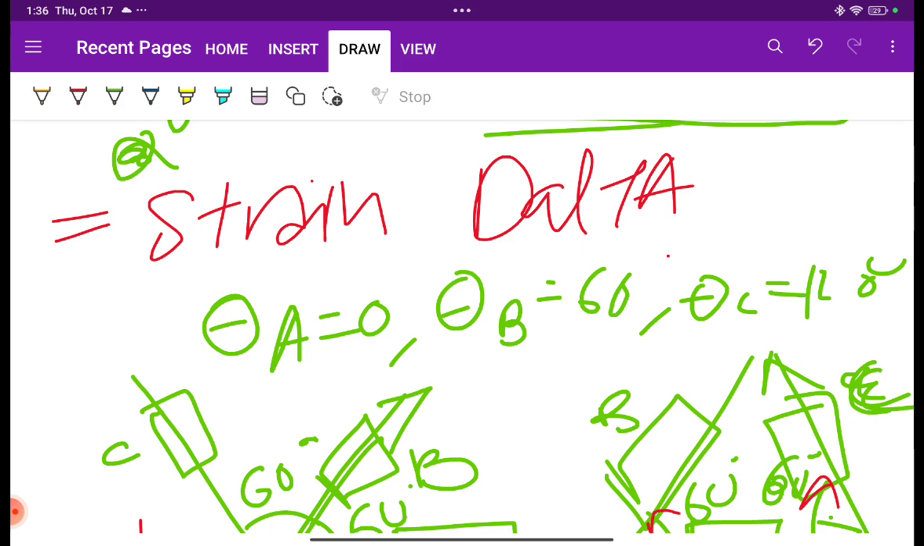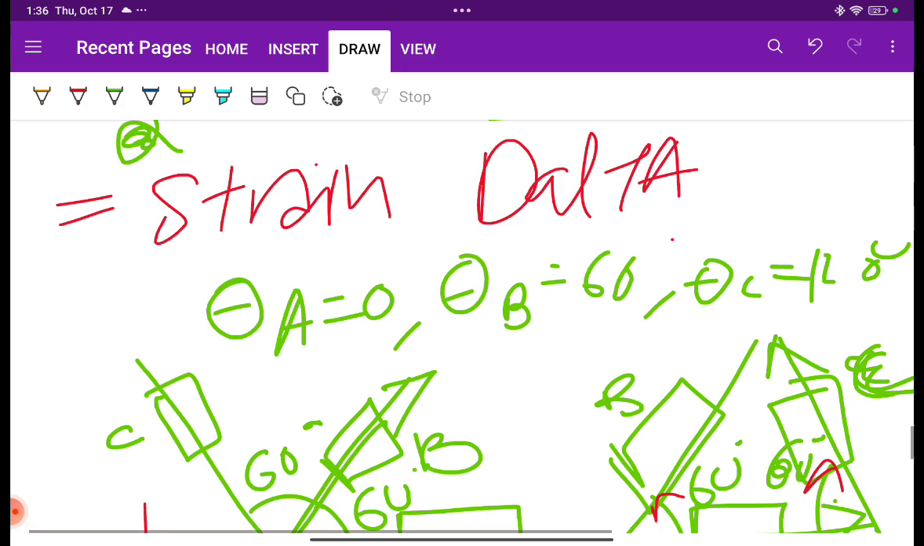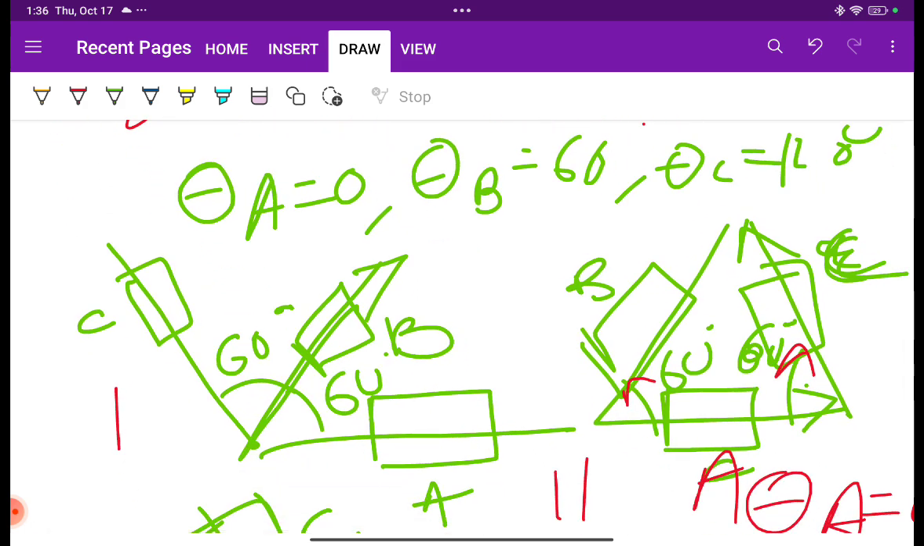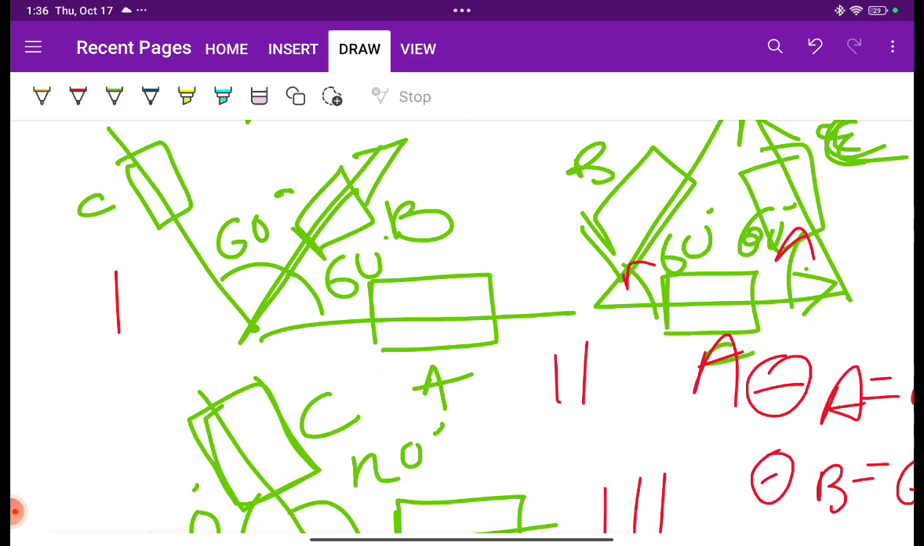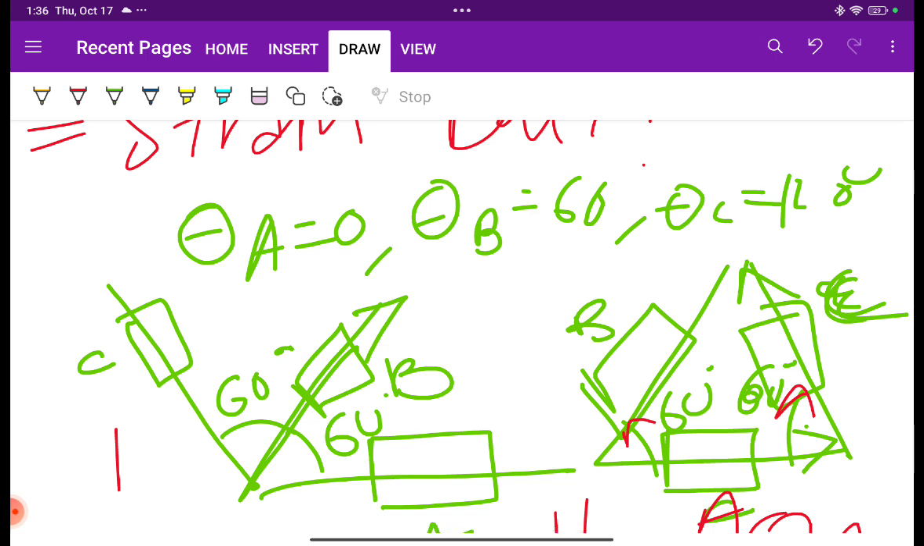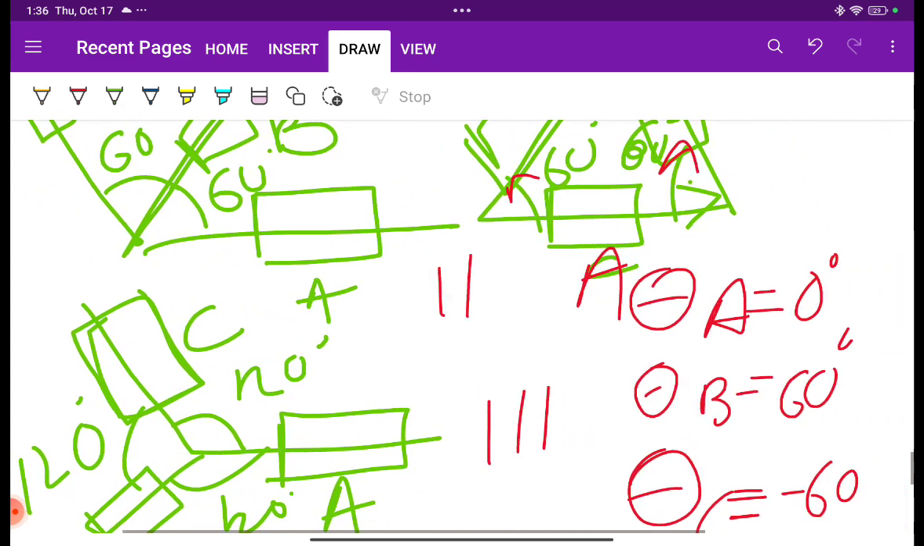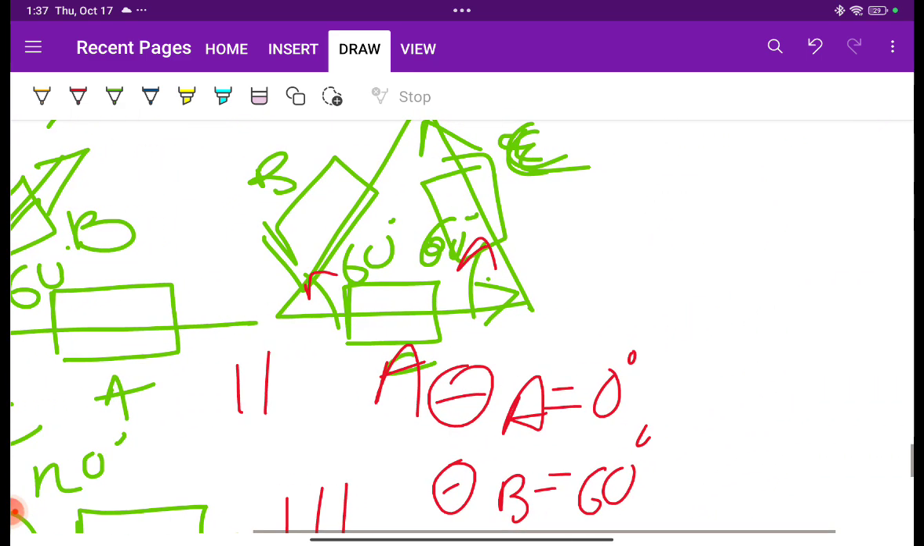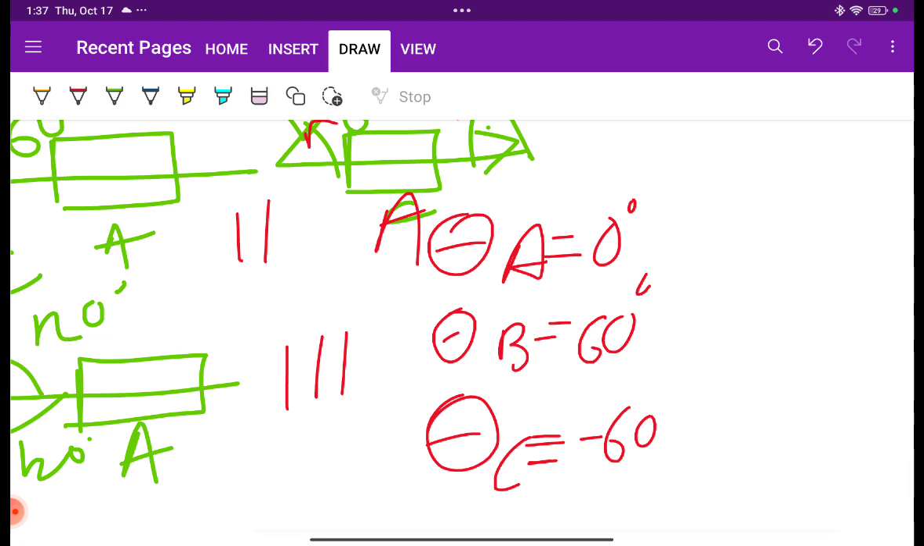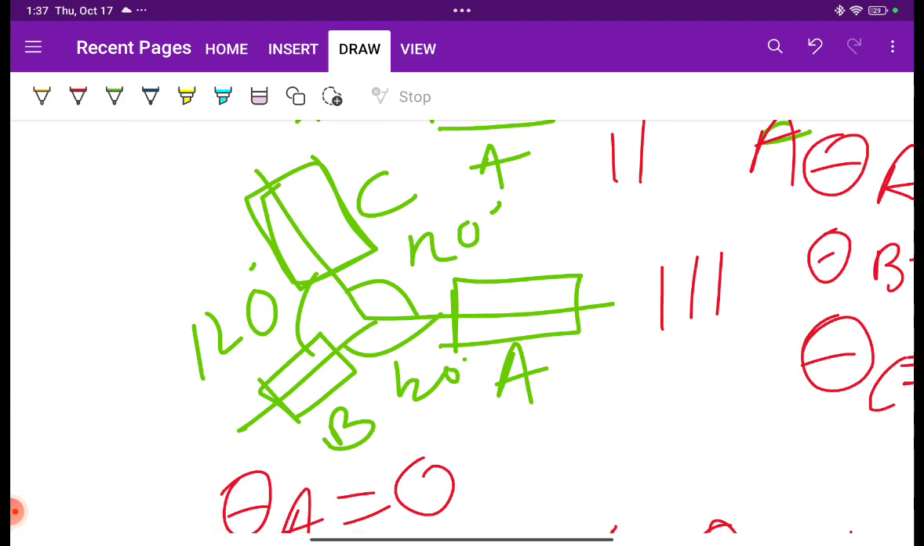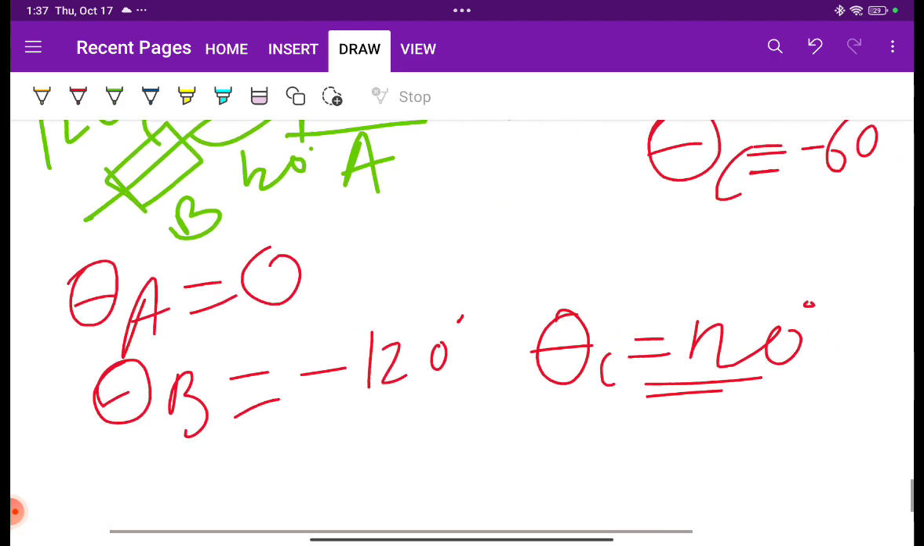Then we talk about the strain delta rosette. In this delta strain rosette, three strain gauges are connected in a different form, as you can see in this form. In the first form, theta A is equal to 0, theta B is equal to 60, theta C is equal to 120. In the second form, theta A is equal to 0, theta B is equal to 60, and theta C is equal to minus 60. And in the third form, theta A is equal to 0, theta B is equal to minus 120, and theta C is equal to 120.